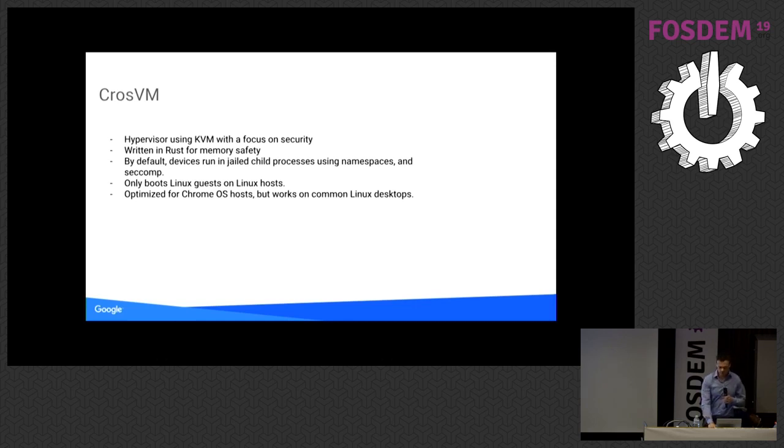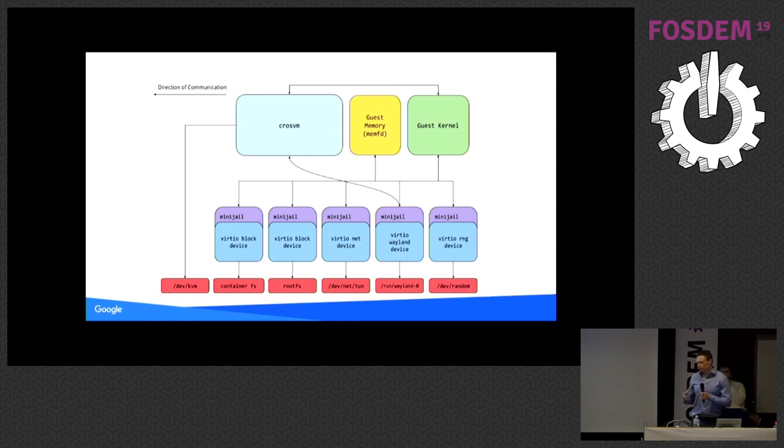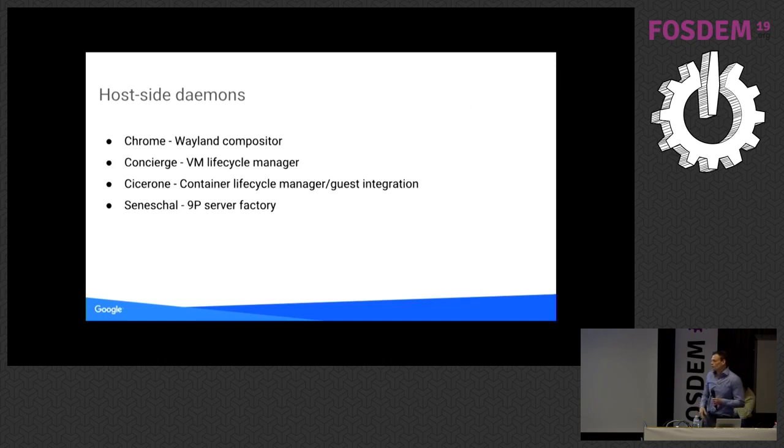To take that a little further, we also decided to run each emulated device in its own Linux process. So when CrossVM starts up, it's got one main process. It actually forks off a bunch of children that can run in independent jails. They run in independent sets of Linux namespaces with different views of the mount tree and with different access to different system resources. So the main benefit here is that our Virtio random device, if it was to get exploited, wouldn't have access to the networking stack. Only the Virtio network device has access to that. And if you exploited the block device, it couldn't get to the data in Virtio random. So all of that combines to keep the guest away from the host.